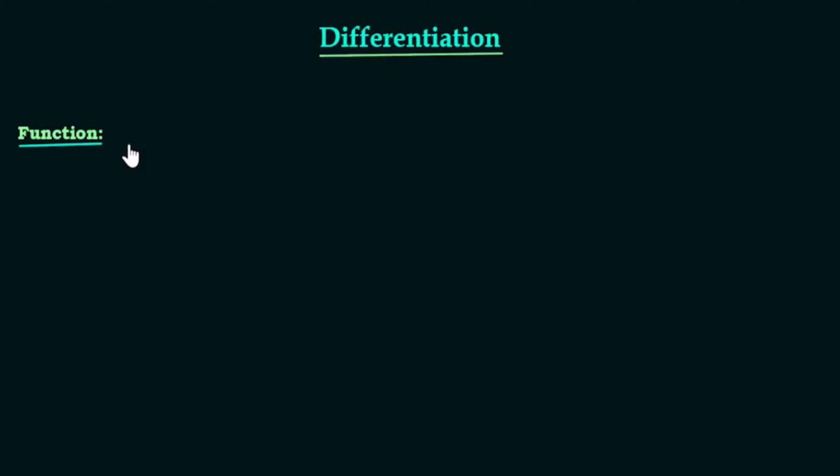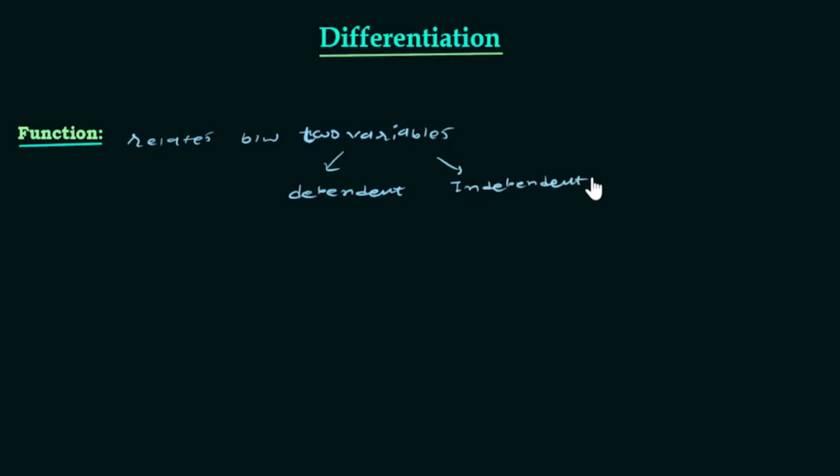Basically, a function relates two variables. In these two variables, one variable is dependent and another variable is independent. So I can have one example of a function as y equals f of x. Here I can read this function as y is some function of x.